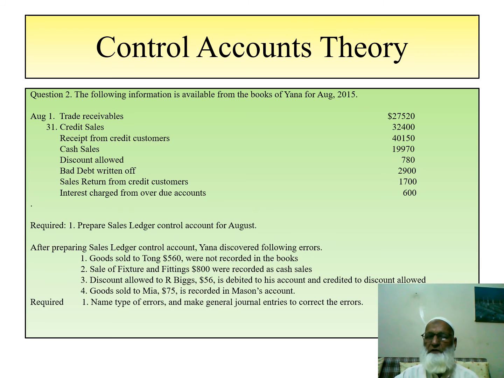And the fourth mistake is goods sold to Maya, $75, recorded in Mason's account. This has all to be reversed, and what we are required to do is name the type of errors and make journal entries to correct the errors. So now we go to the solutions.